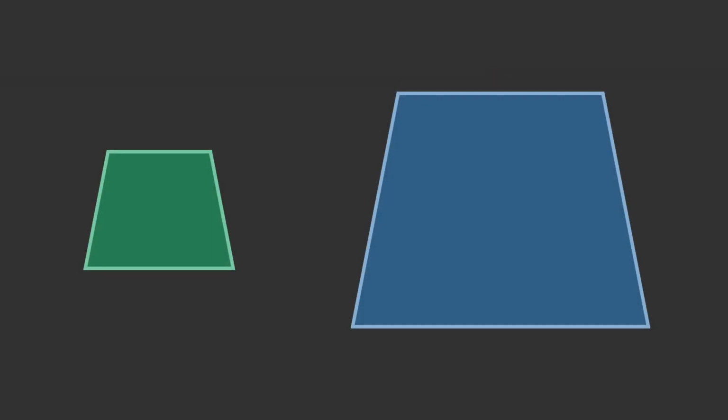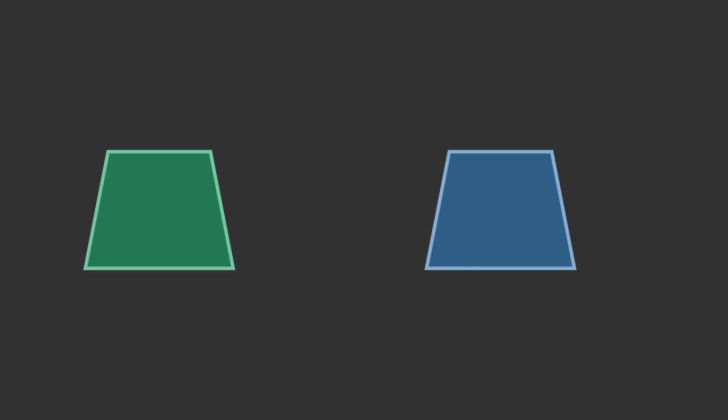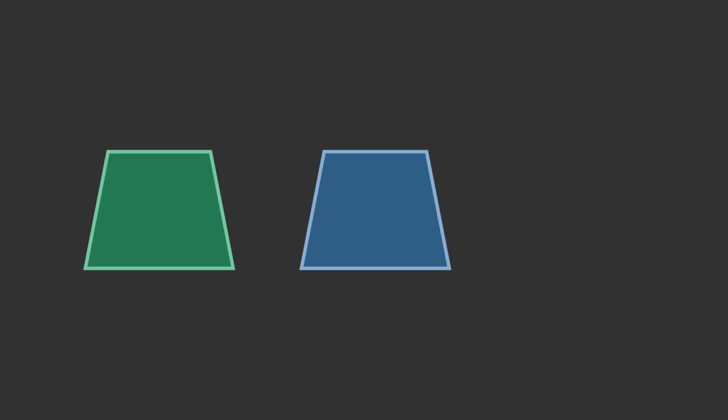We can use the second test to prove that the two shapes are similar. If we scale the large shape down by a factor of 2, then translate it, it will map onto the small shape.